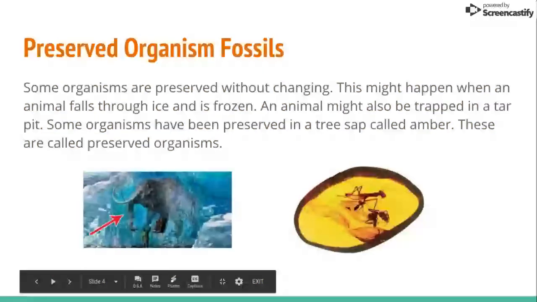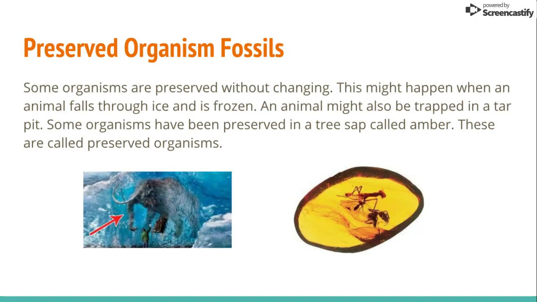The second type of fossil that we talk about are called preserved organism fossils. And these are preserved without changing. This might happen when an animal falls through ice and is frozen. An animal might also be trapped in a tar pit. Some organisms have been preserved in a tree sap called amber. These are called preserved organisms.